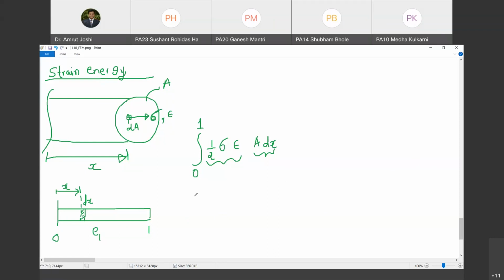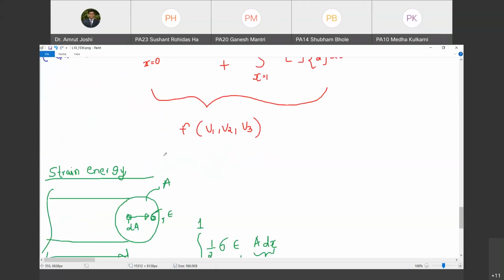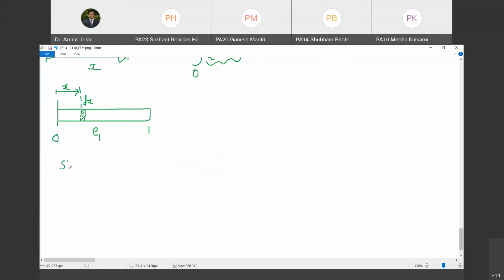Okay. Now what will be the strain energy? So therefore, I need to write down total strain energy stored. So let me write down that strain energy stored in the entire body. This will be equal to strain energy stored in element number 1, plus strain energy stored in element number 2. Do you agree with me? Type your response in chat box.